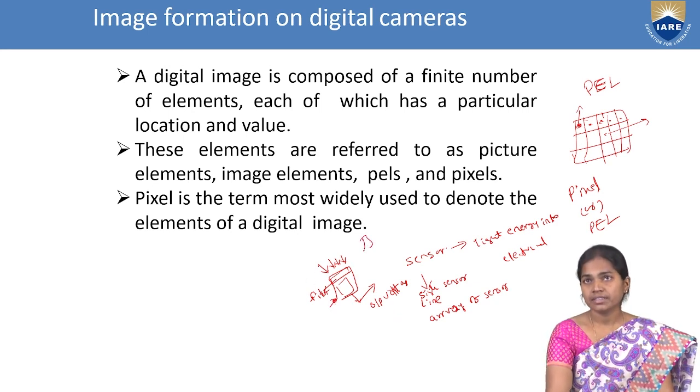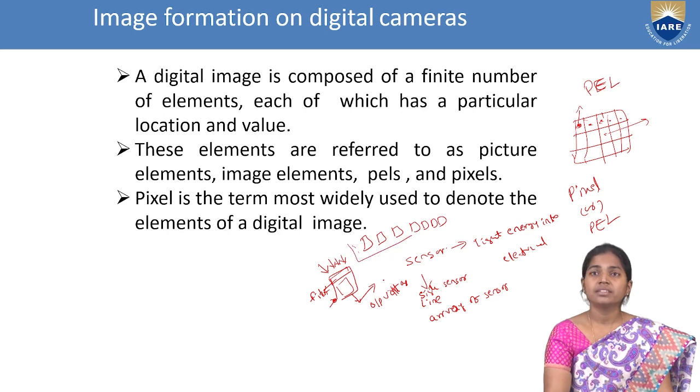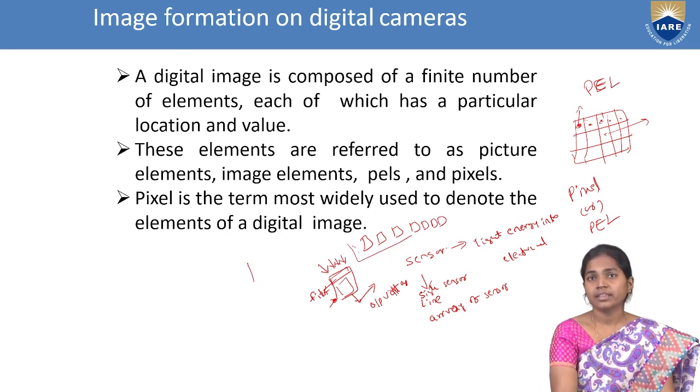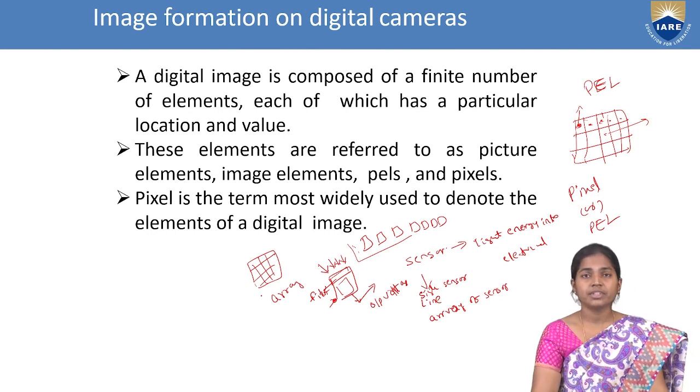In a line sensor, each and every sensor is arranged in a line. And when all sensors are arranged in a rectangular form in a matrix, with each grid consisting of one sensor, it is nothing but an array of sensors. So these are the different types of sensors.